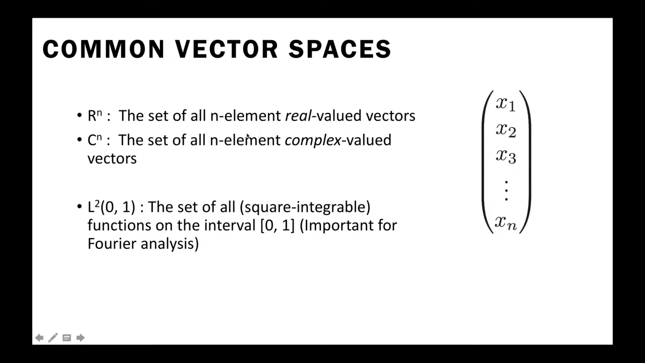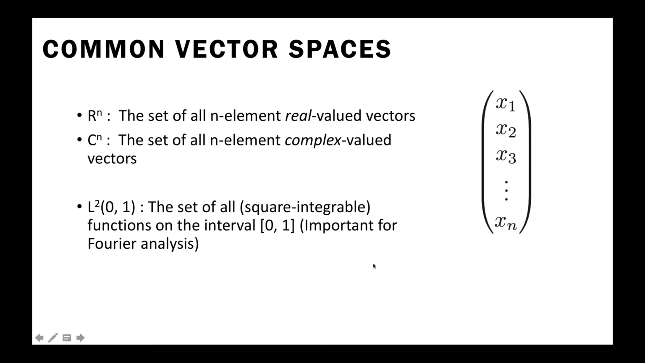Well, you may have seen some of these before. The most common one is definitely the vector space Rn. This is the set of all n-element real-valued vectors. It's denoted in this way. You've probably seen before where I have n numbers arranged in a column like this. So x1, x2, x3 are just real numbers. I can extend this to form the vector space Cn, which is the set of all n-element complex-valued vectors.